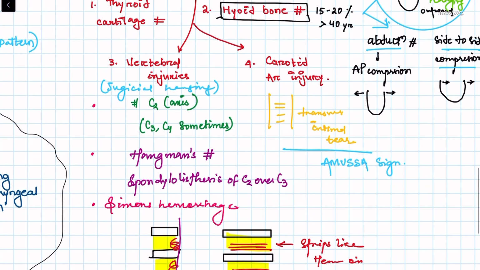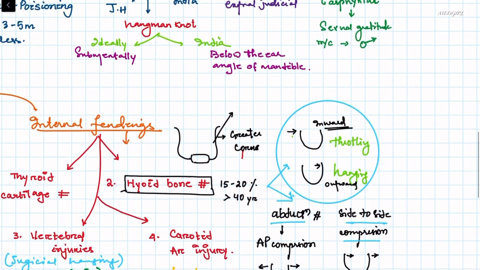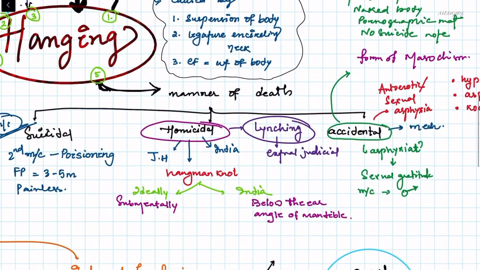Coming to carotid artery injury, due to hanging with a long drop, for example in case of judicial hanging, the Amussat sign can be seen. That is a transverse intimal tear. Now this is associated with areas of bruising, an antemortem sign. Next we will see about the manner of death.